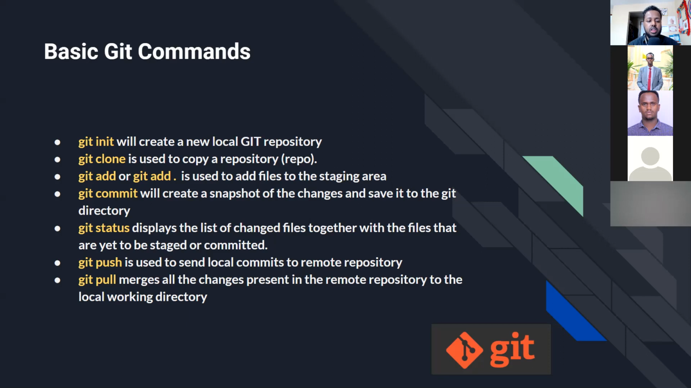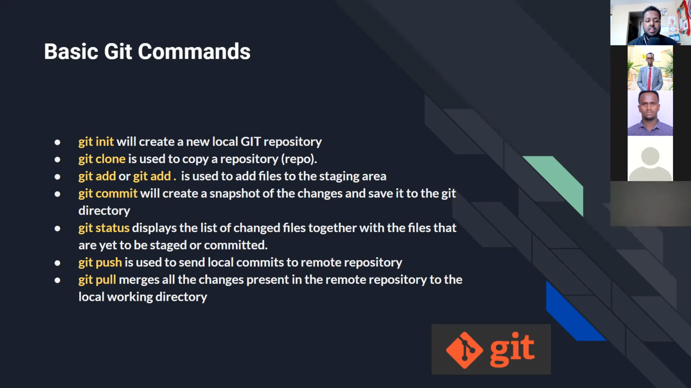Git clone is to copy a folder or repository. Sometimes we call it repo. Repo is short for repository. So it's basically creating a repository or a folder, I mean, cloning it. Cloning means copying everything.